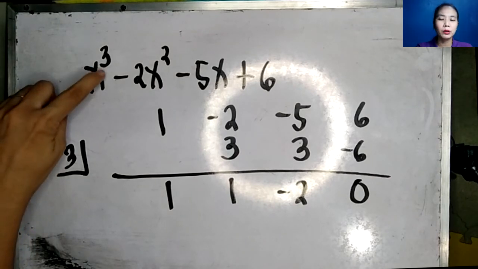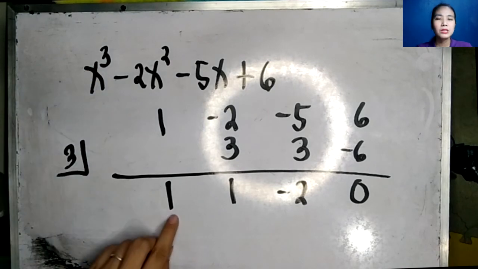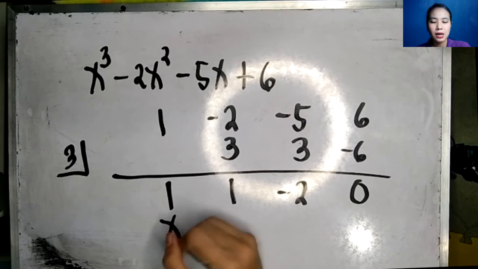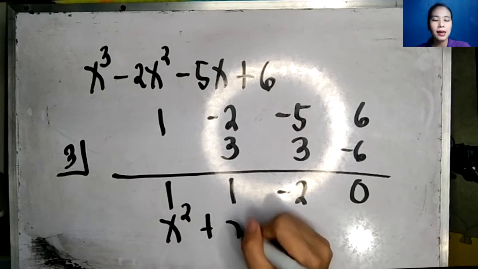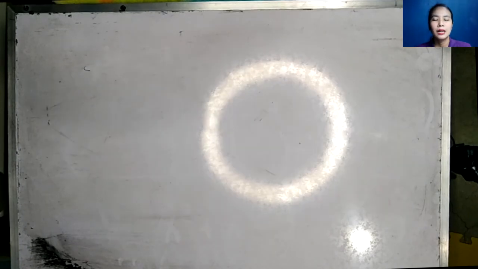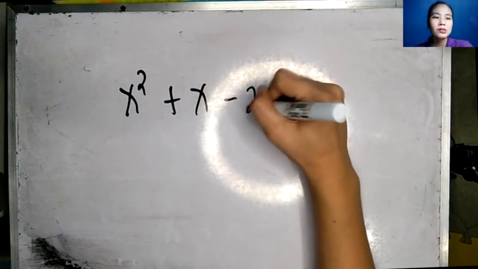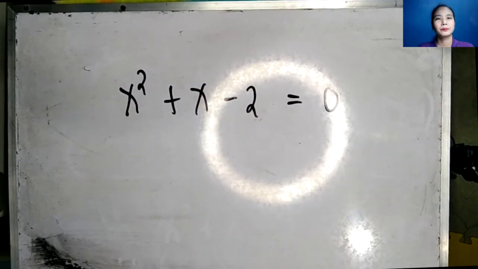Since ang ating power or degree of polynomial sa given ay raised to 3 or it is 3, magsisimula tayo ngayon sa squared or raised to 2. So ito ay magiging x squared plus x minus 2. Ang given natin ay x squared plus x minus 2 equals 0. Gagamitin natin ang ating factoring skills, specifically ang ating trial and error method dahil ang ating given ay isang quadratic trinomial.